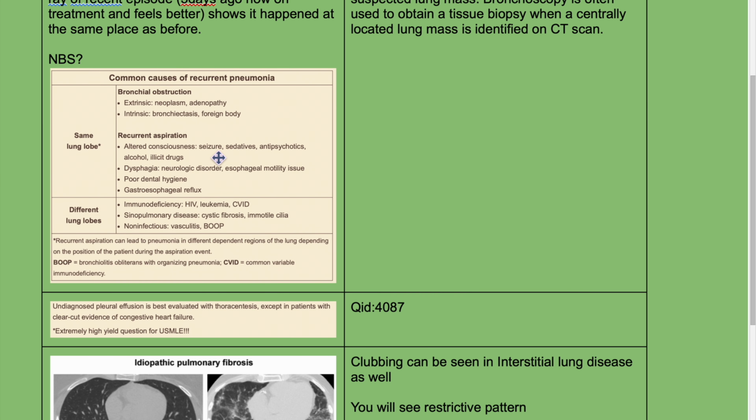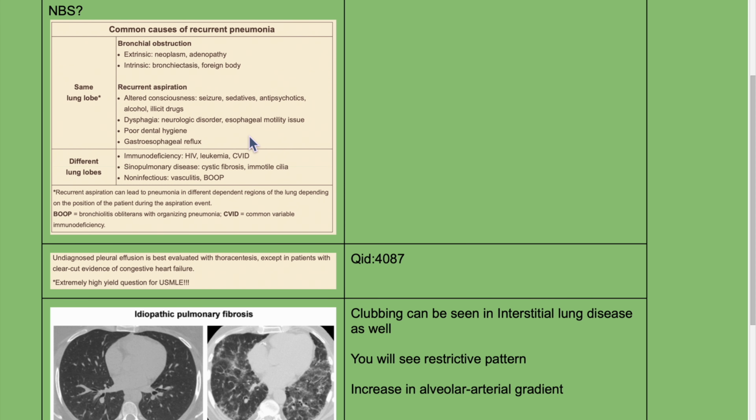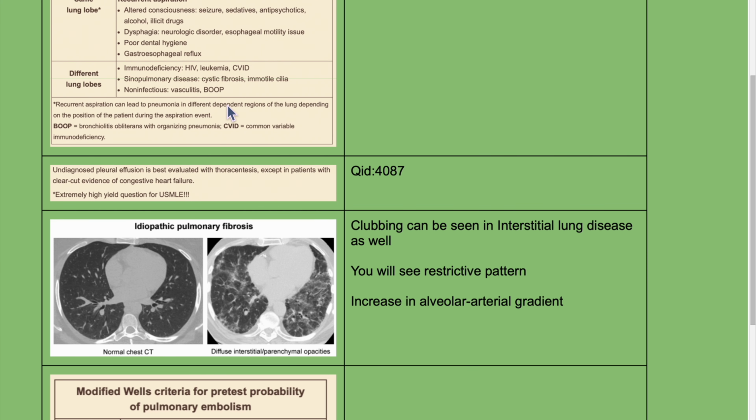Okay. Common causes of recurrent pneumonia: bronchial obstruction, neoplasm. You already know these, so I'm going to skip that. Different lung lobes: immunodeficiency, HIV, leukemia, CVID, that is common variable immunodeficiency, sinopulmonary disease, cystic fibrosis, immotile cilia, non-infectious vasculitis, and BOOP, the obliterans one. Okay, this is important.